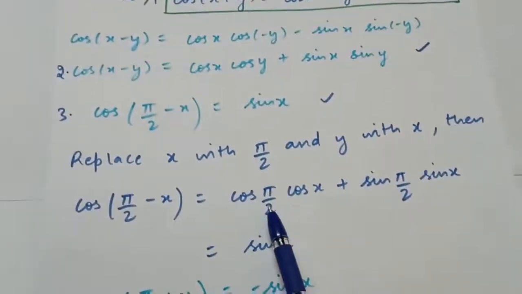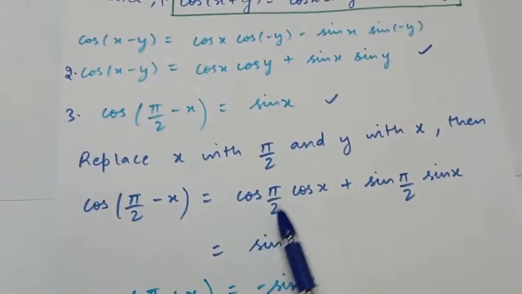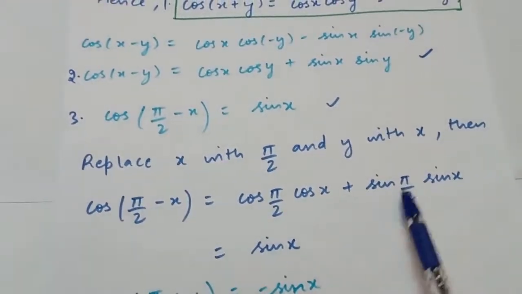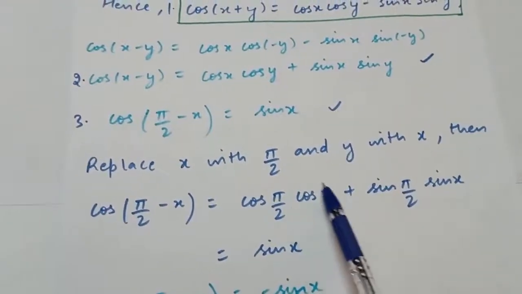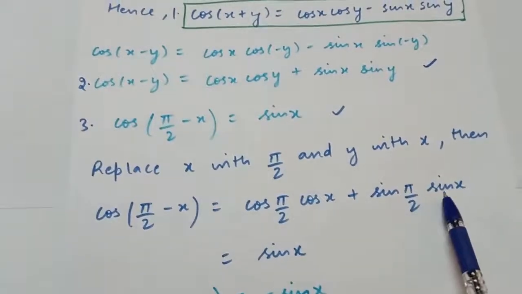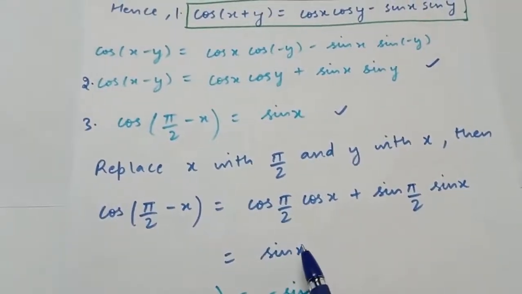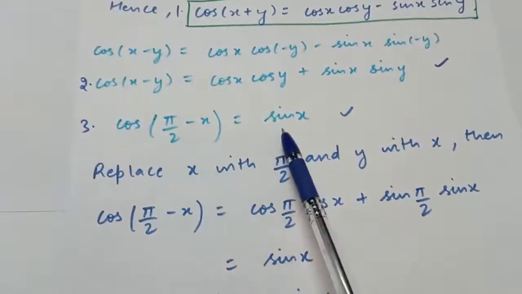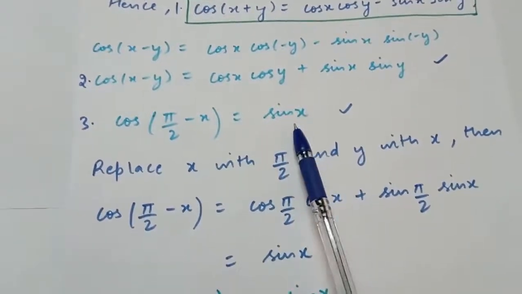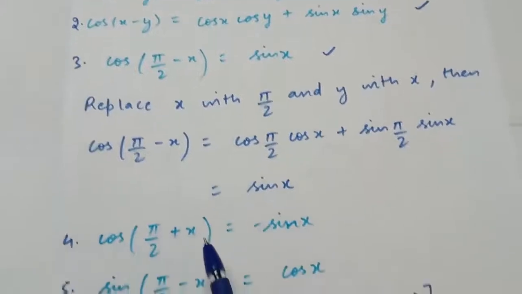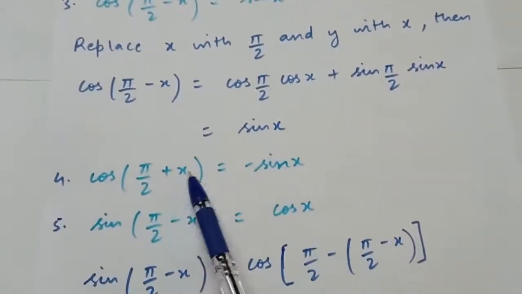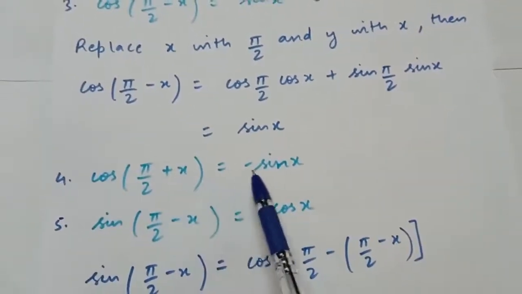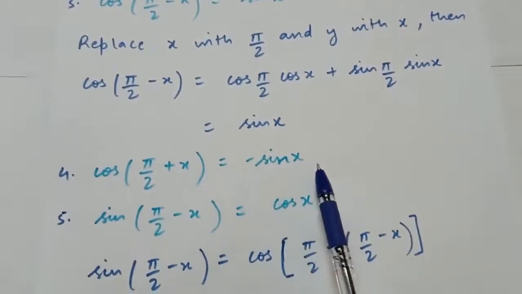Now cos pi by 2, that is cos 90, is 0 and sin 90 is 1. So this term will be 0 plus 1 into sin x. So that is equal to sin x. Therefore cos pi by 2 minus x is equal to sin x. Similarly, you can solve for cos pi by 2 plus x. This is minus sin x.